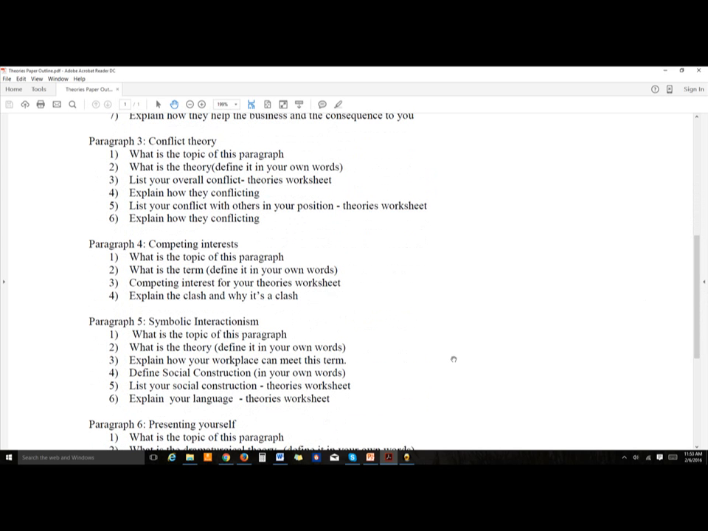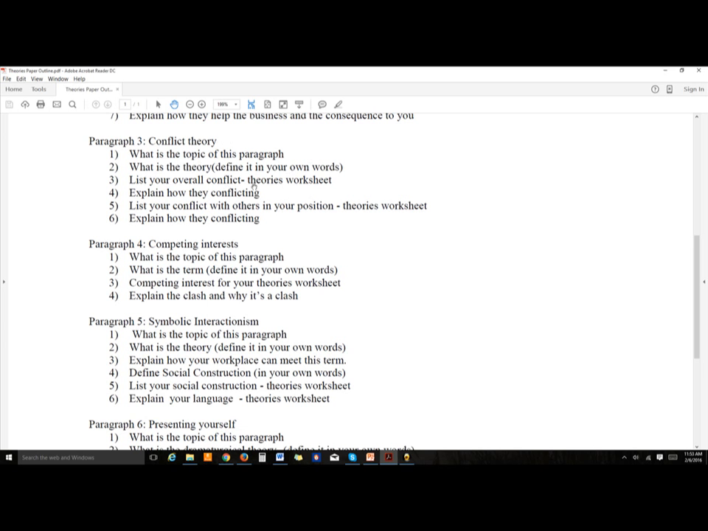So now we move to the conflict theory. So what is the topic of this paragraph? The topic is the conflict theory, and the focus is the job. So like everyone else, you can also see the conflict theory in the job of a waitress. That's it. Then what is the theory? Define the theory in your own words. So what is conflict theory?